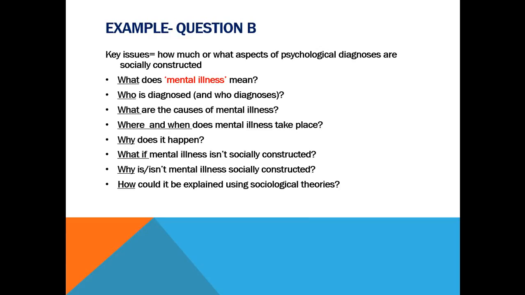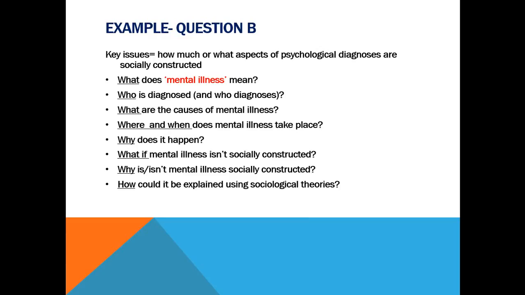So when and where does mental illness take place? These, again, are all your factual questions. But then you're starting to go, okay, analysing it, critiquing it. Why does it happen? Why are we actually diagnosing people in the first place? You look at some of Foucault's arguments, and he would say it's a form of social control, the same thing we use the legal system for.